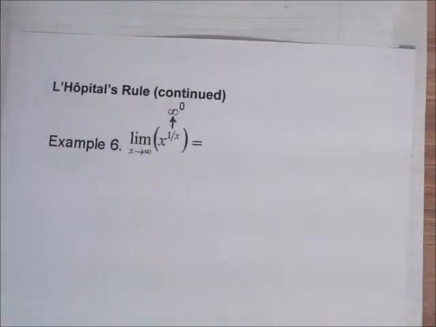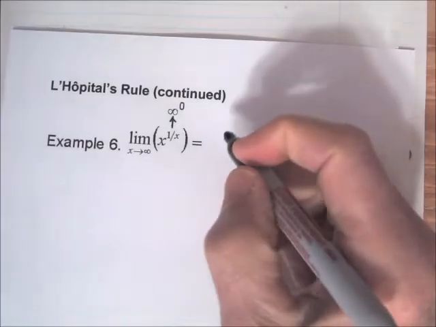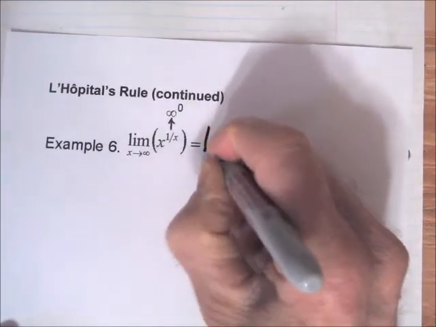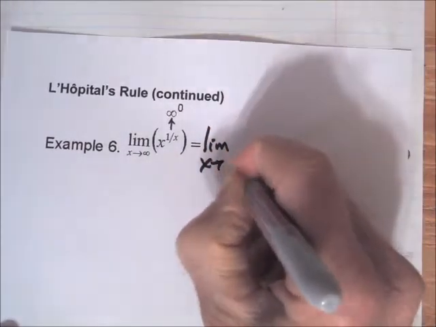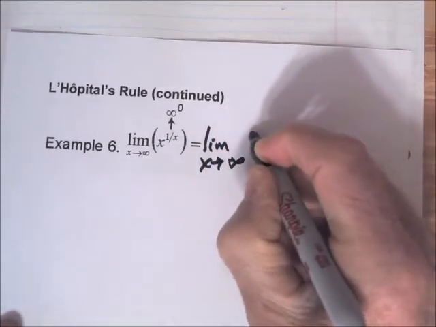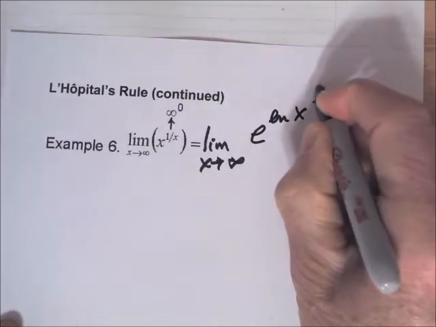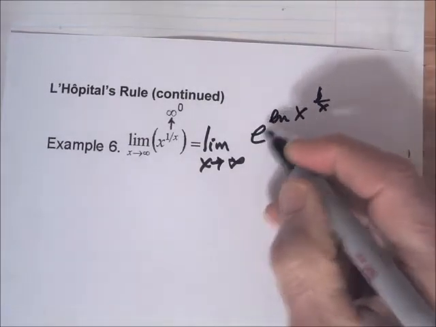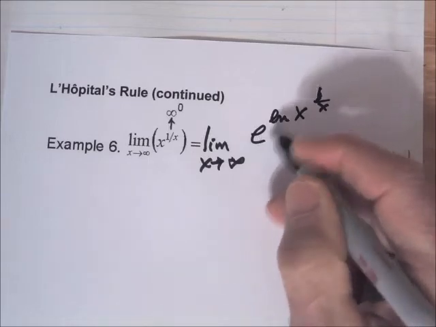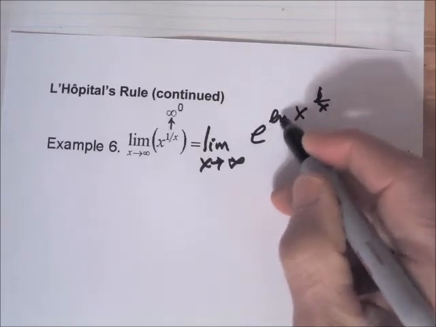Okay, so another example: the limit as x goes to infinity of x to the 1 over x. So this is the form infinity to the 0 power. And again, we want to manipulate this to get it in a form where we can apply L'Hopital. So we can take the limit as x goes to infinity of e to the ln of x to the 1 over x, because exponential and log are inverse functions of each other, so they sort of cancel out.